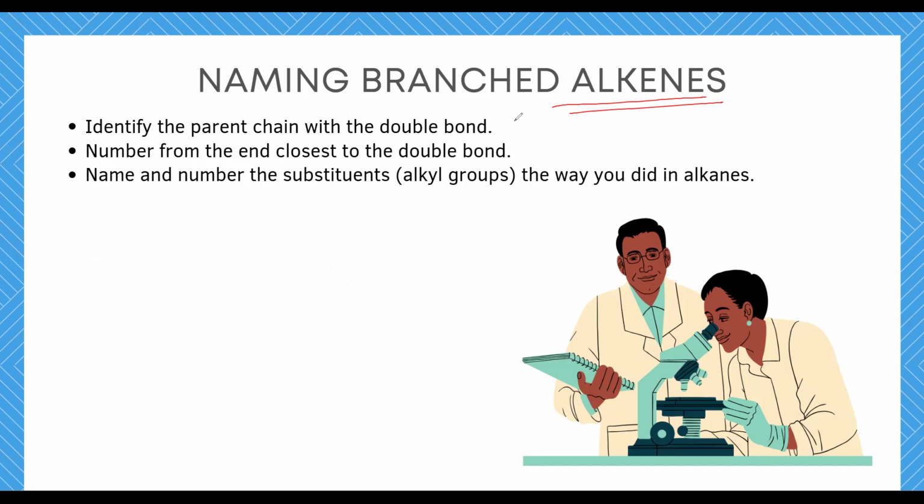So how do we do that? First rule says identify the parent chain with the double bond. Are you with me? Good. And then the next rule says number the end that is closest to the double bond. Are you with me? Yes, sir. And then third says name and number the substituents the way you did in alkanes. Don't worry, I'm going to show you an example. Don't be confused, okay?